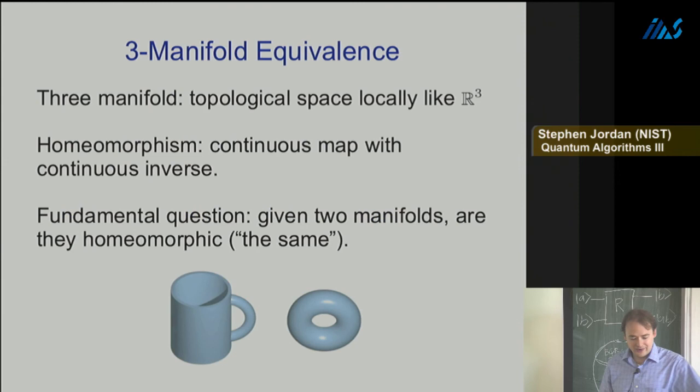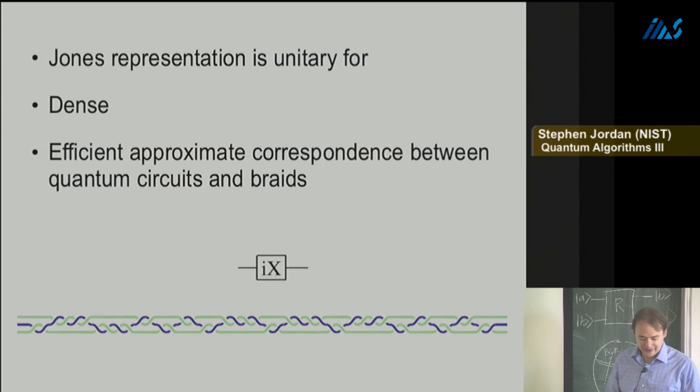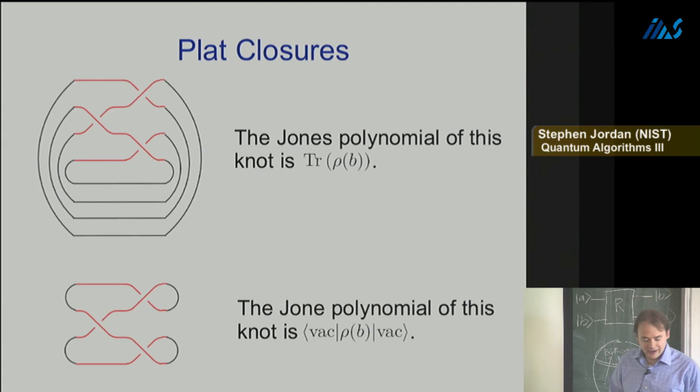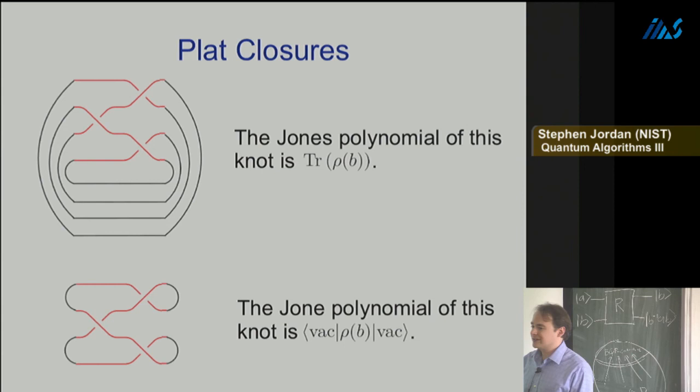Okay, so now that's the DQC1 story, and there's a parallel story, which I'll put back into a different order, about BQP. So remember, we talked about two different kinds of closures for braids to make them into links. One of those was the trace closure. The Jones polynomial of that was equal to the trace, well, modulo some details, which I'm fudging, of the Jones representation of that braid. There's also the Platt closure. What happens is that the Jones polynomial of this knot is basically equal to a certain matrix element of this representation.